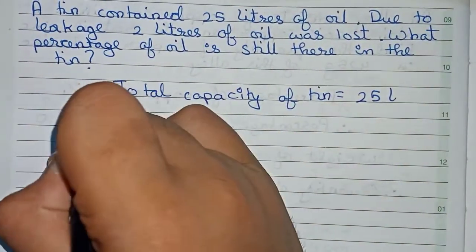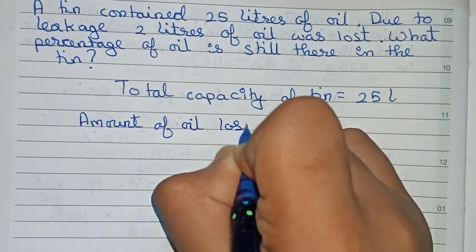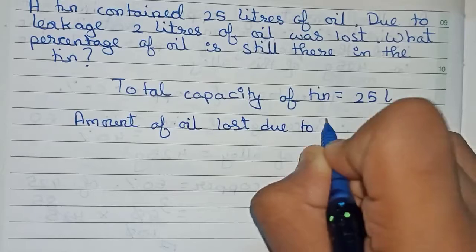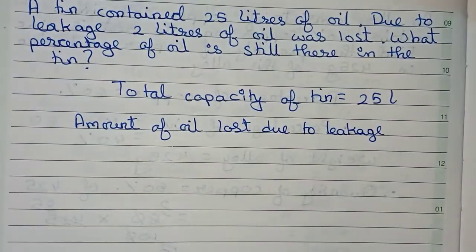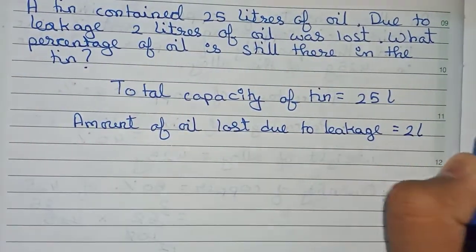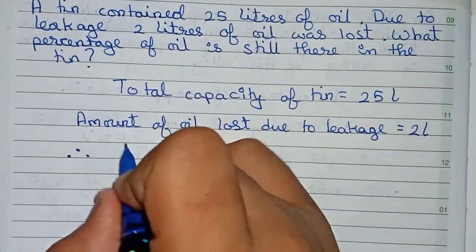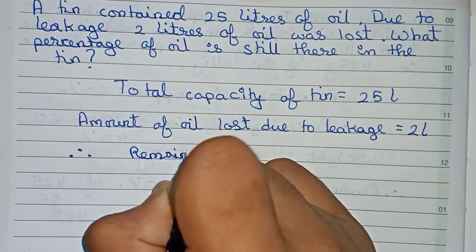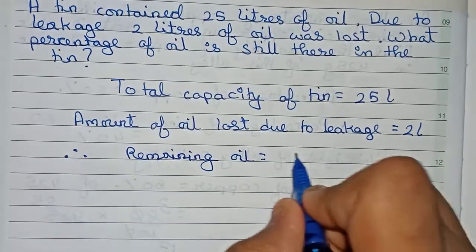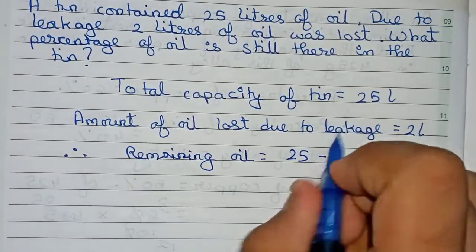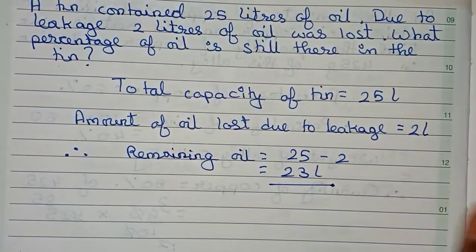Now we write the amount of oil lost due to leakage. This means the amount of oil that flowed away due to the leakage, so that it is 2 liter. Now we find the remaining oil. That means how much oil remained after the leakage. So remaining oil will be the total capacity, that is 25, minus the amount of oil that was lost, that is 2. So it becomes 23 liter. That means 23 liter of oil remained in the tin.